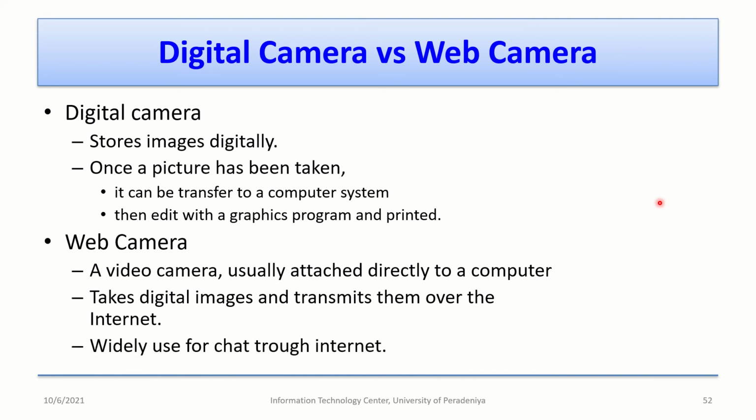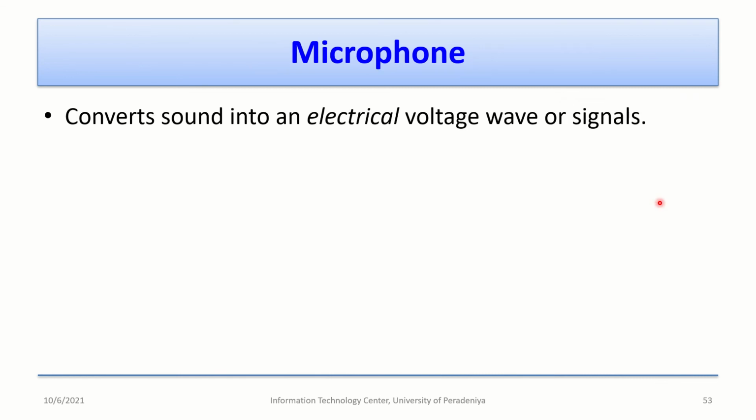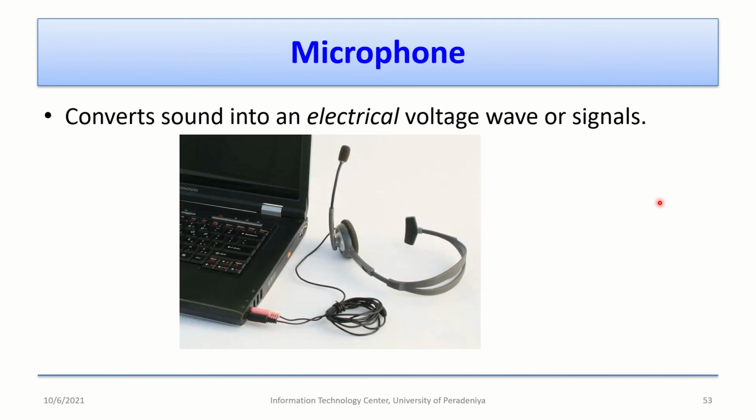This is widely used for chatting through the internet and for seminars, and nowadays we use these technologies like Zoom and Microsoft Teams. This is attached to our computer. The next one is the microphone. This is a device which converts sound into electric voltage waves or signals. This is also another input device.